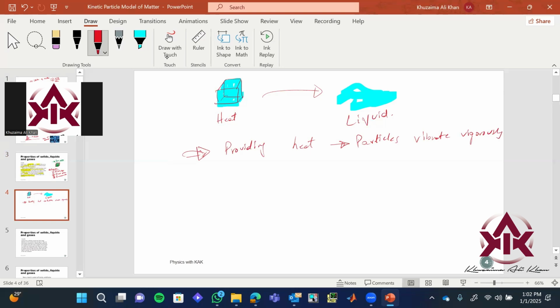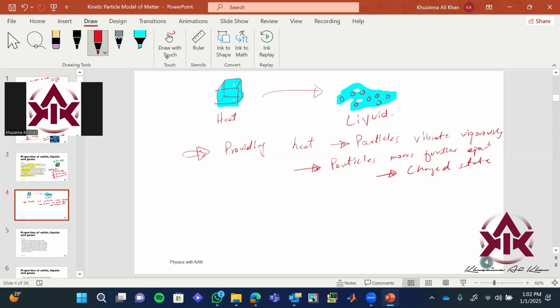And if they vibrate, they will push each other apart. If they have enough energy, the particles move further apart. And if they have moved further apart, they now have spacing that is greater than the spacing in solids. So the particles are arranged like these. Now they have spacing, so they basically change state. It has changed the state, right?